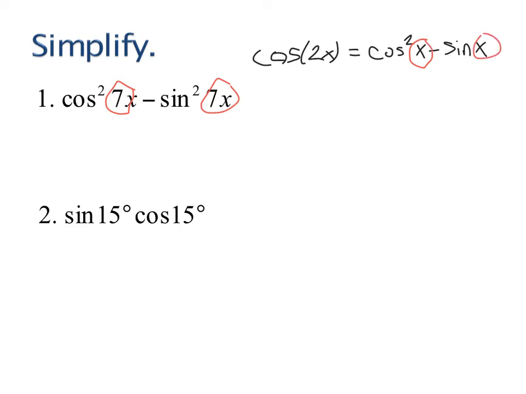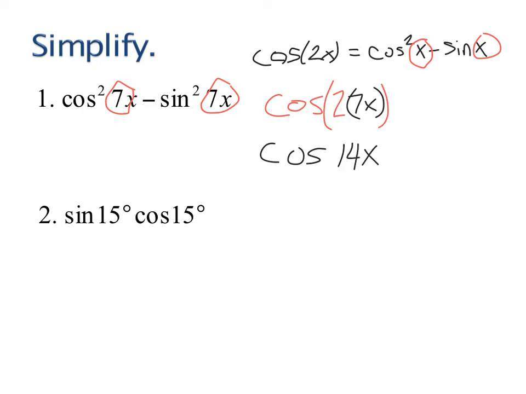Okay, so I know I can rewrite that as just cosine of 2, and then I'm going to put that 7x where that x would be. Now we can simplify that to be cosine of 14x, and then we're done.